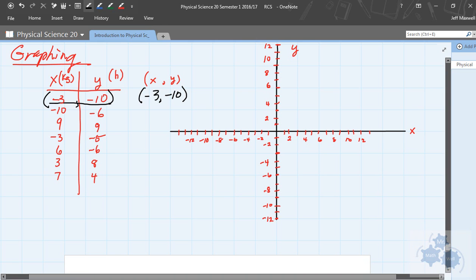Draw these coordinates. So you go from the center. You go 1, 2, 3 units to the left, because that's what -3 represents. 3 units to the left, and then you go 10 units down. So we'll just follow this vertical line down to 10, and that's what your point should be. Okay?